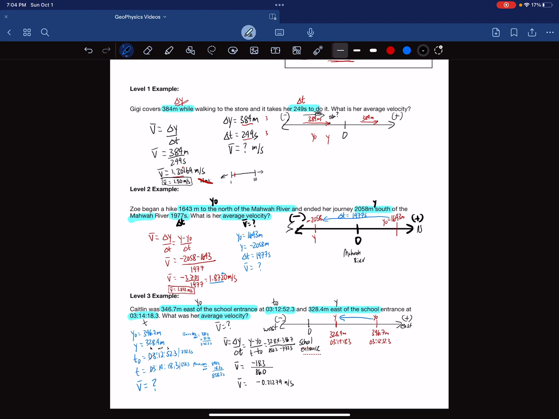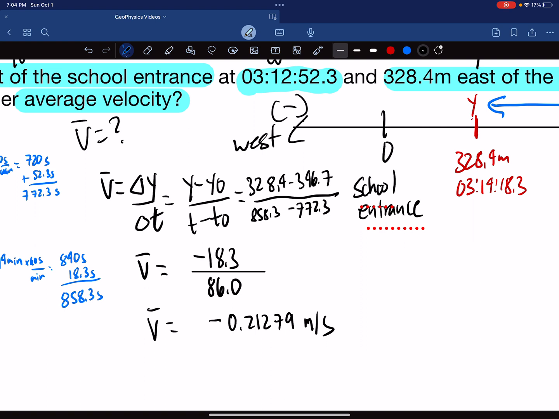Next, we have to figure out the number of significant digits. Well, if we're careful all the way through, this 18.3, that has 3 digits. And this 86.0 has 3 digits. So that means the final answer would have 3 digits. 0.212. And this 7 then would cause that 2 to round up. So our average velocity is negative 0.213 meters per second. So that is expressed to the correct number of significant digits.